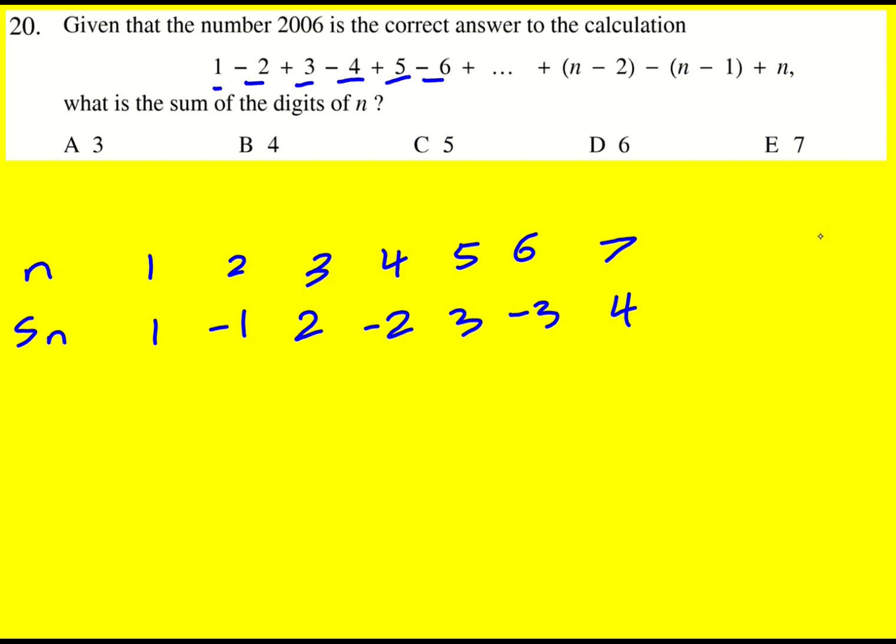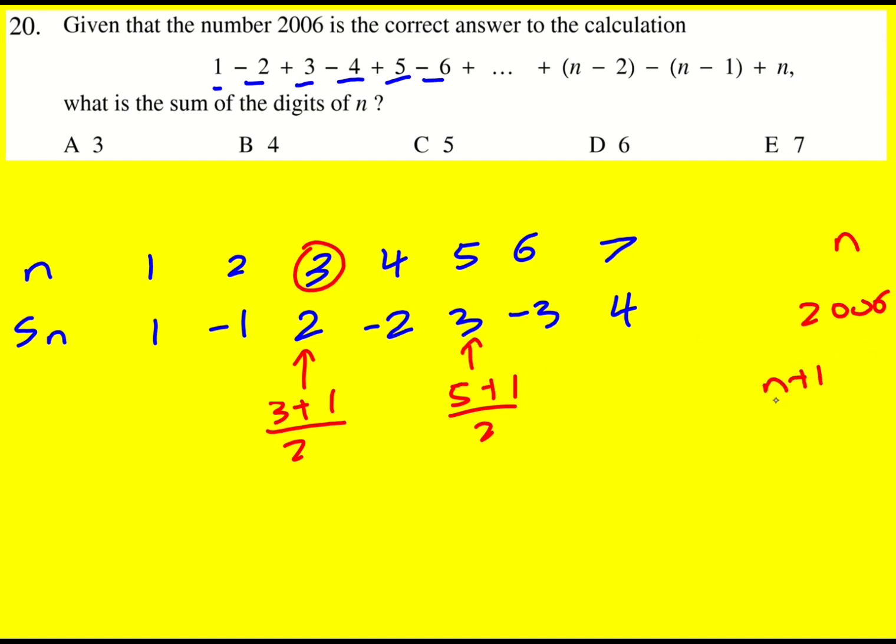So I want to know my value of n that's going to get me to 2006. Let's just take a little look. We can see it's going to be odd, isn't it? Because the odd numbers are what get us a positive total. If I take 3 and I add 1 to it, and then I divide by 2, that would get me 2. And the same, this is what's happening. So 5 is going to be 5 plus 1 over 2 to get me 3. Can therefore say that it's n plus 1 over 2 that's needed to get me 2006.